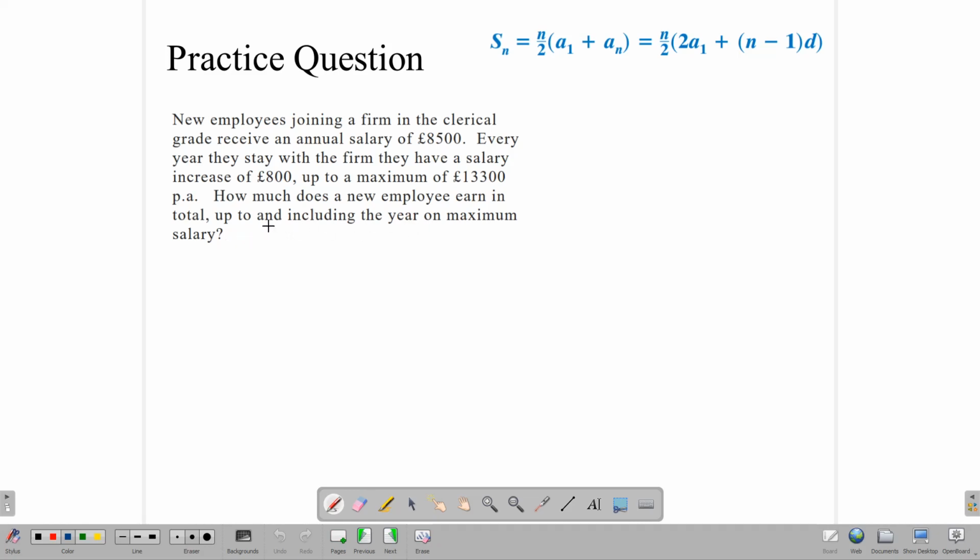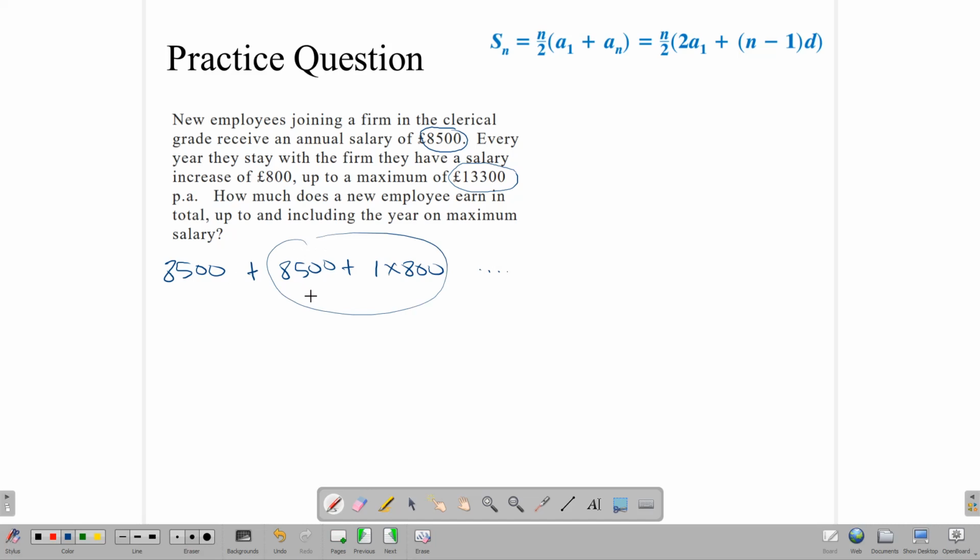So we know the first term. In the first year, the person will get 8,500, and on the last year, the person will get 13,300. What we do not know yet is the number of terms. So let's start by writing it out a little. In the first year, the person will get 8,500. In the second year, they will start getting the increase of 8,500 plus 1 times 800. And so we will have to do this.